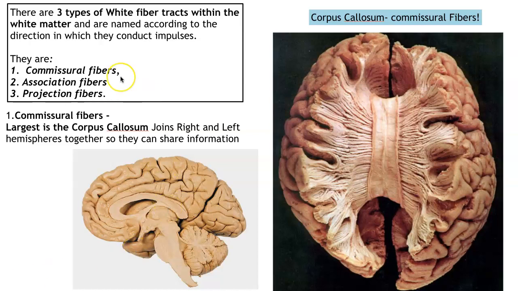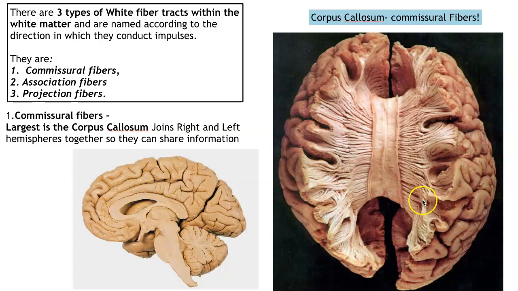So we're going to start with our commissural fibers first. You already know this one, the corpus callosum. Commissural means joining together in some fashion. So that is what the corpus callosum does. It is joining the right and left cerebral hemispheres together. It allows them to share information from one side of the brain to the other.